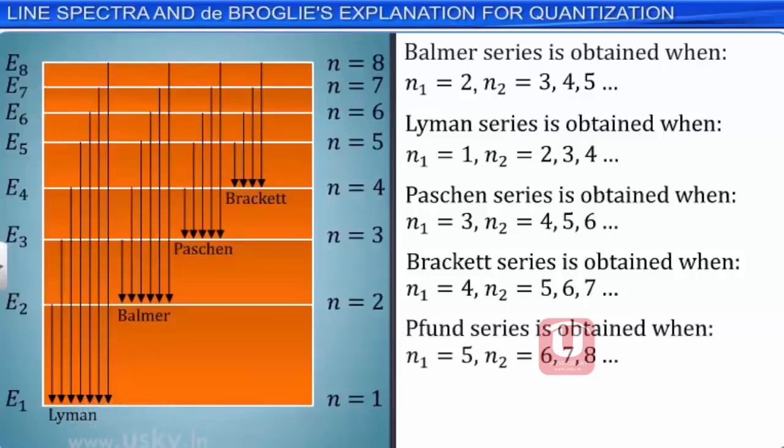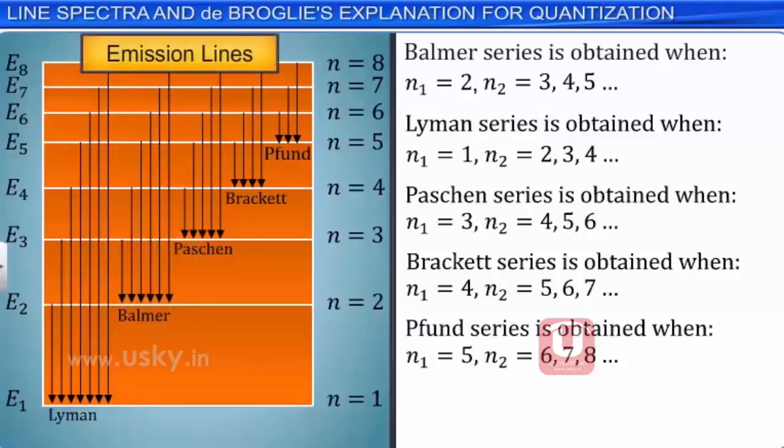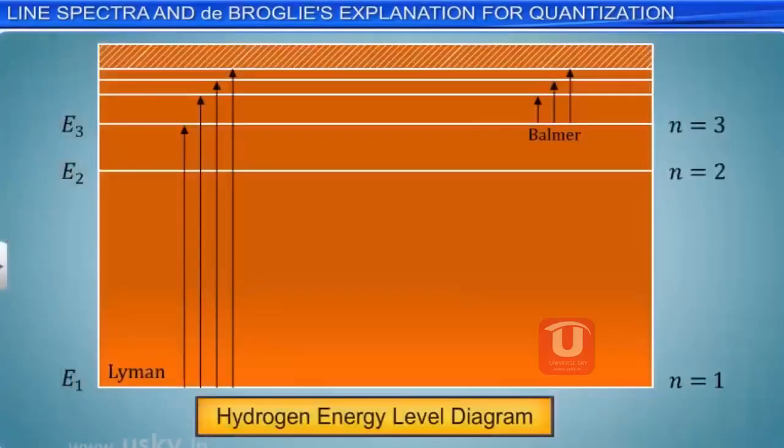the Pfund series. In this diagram, it is clearly seen how different atomic series are produced when electrons jump from a state of higher energy to a lower one. These lines are called emission lines. Likewise, absorption spectra are also obtained when an atom absorbs a photon having an energy equal to the difference in energies of two levels, and it makes a transition from the lower energy level to the higher one. This is called absorption.